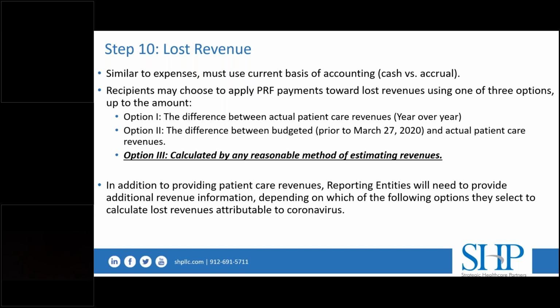And then the third option, which I'll talk about, and it wasn't explained in detail, was the third option is that we calculate any other reasonable method of estimating revenues, which leaves the door open for quite a bit, to be honest with you. But we'll talk about some theories around that in just a second. Click on to the next slide.